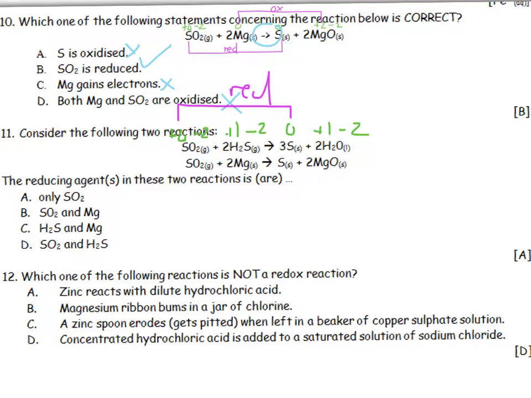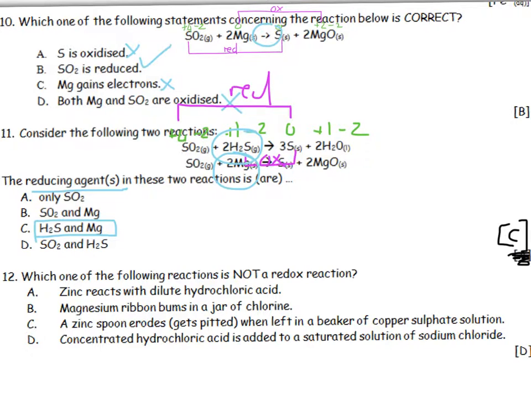In this reaction, the sulfur went from minus 2 to 0, so it got oxidized over there. So in the first reaction, the magnesium has been oxidized. Sorry, in the second reaction, magnesium has been oxidized. In the first reaction, the hydrogen sulfide has been oxidized. So the reducing agents are hydrogen sulfide and magnesium. So that answer is actually C.